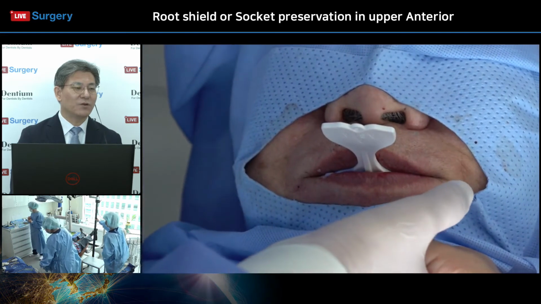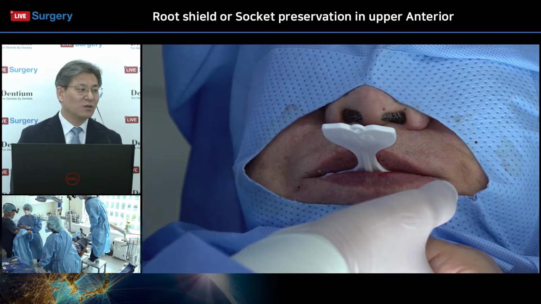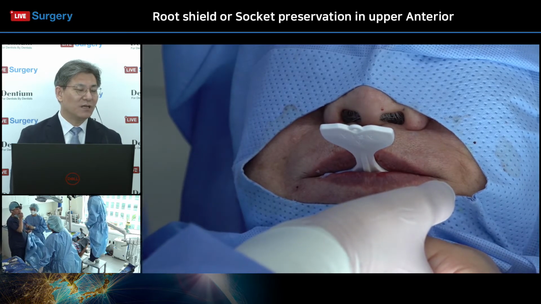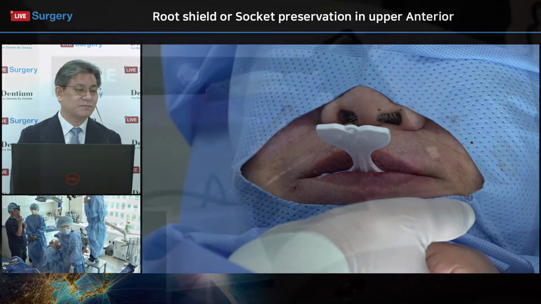And okay, so after that, we can see the scanning procedure at the same time point as the panoramic view post-op and CBCT. So let's move on to the prosthetic. Let's move to after this procedure.